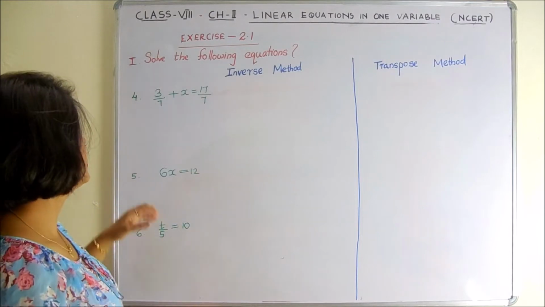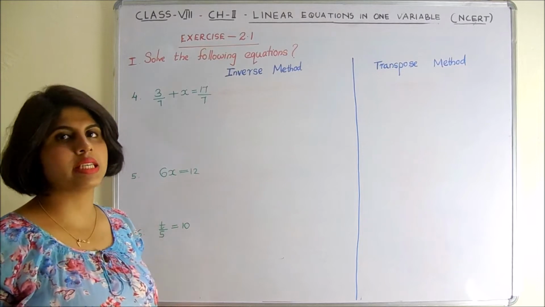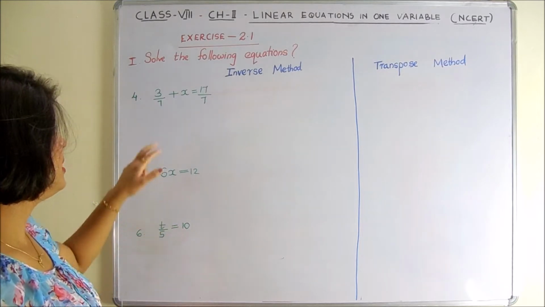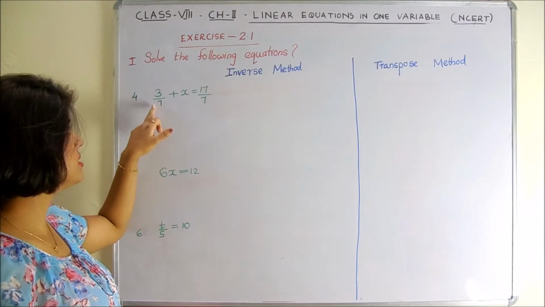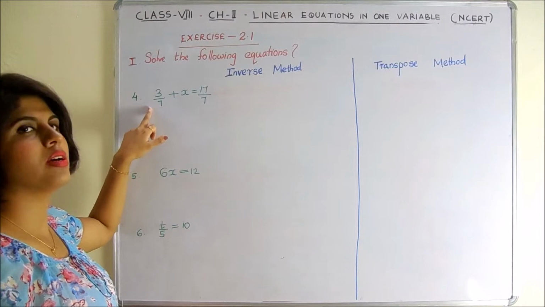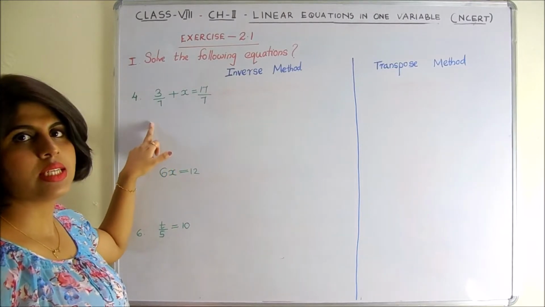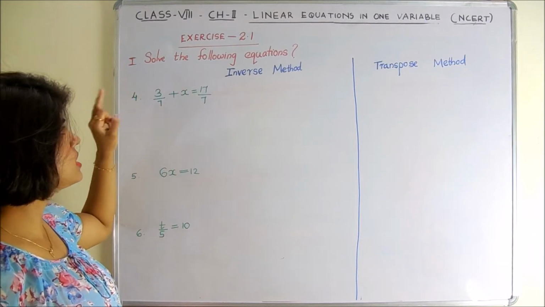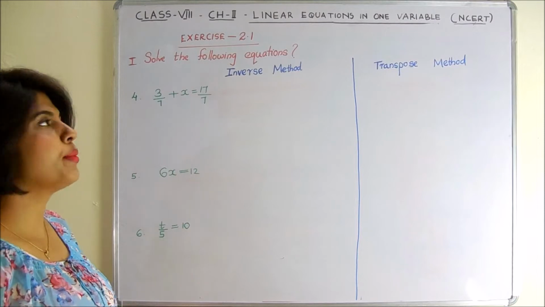Fourth question is 3 by 7 plus x equal to 17 by 7. From here you can see that the excess term on the LHS is 3 by 7. We have to eliminate this 3 by 7. So using the inverse method, how can we solve this? We can subtract 3 by 7 from both sides of the equation.